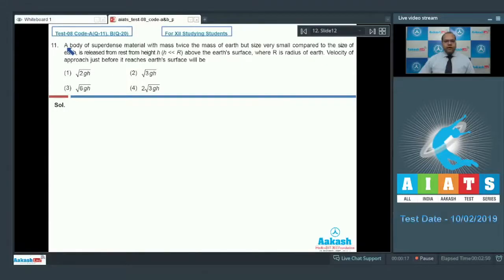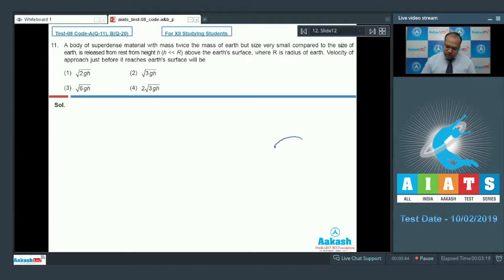In question number 11, a body of super dense material with mass twice the mass of Earth but size very small compared to the size of the Earth is released from rest from height h, where h is very less than r, where r is the radius of the Earth. Velocity of approach just before it reaches Earth's surface will be.